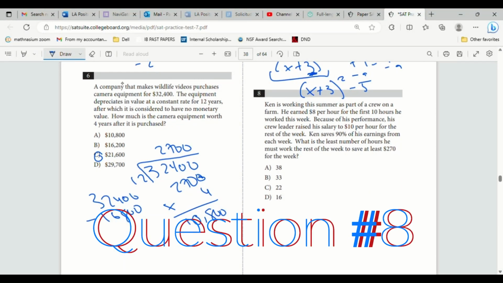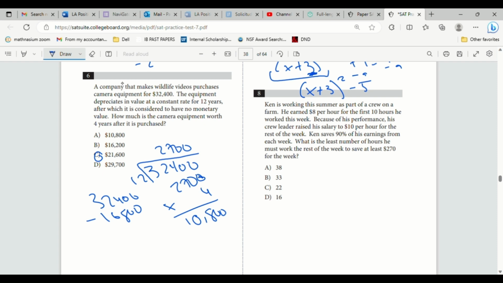Ken is working this summer as part of a crew on a farm. He earned $8 per hour for the first 10 hours he worked this week. Because of his performance, his crew leader raised his salary to $10 per hour for the rest of the week. Ken saves 90% of his earnings from each week. What is the least number of hours he must work the rest of the week to save at least $270?